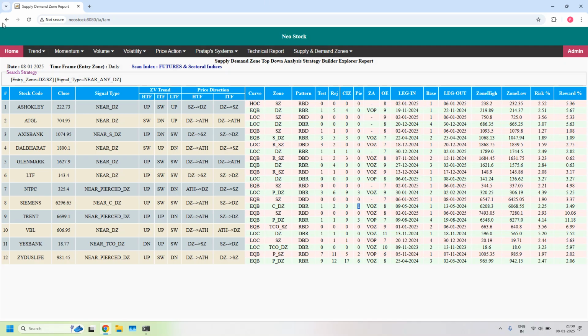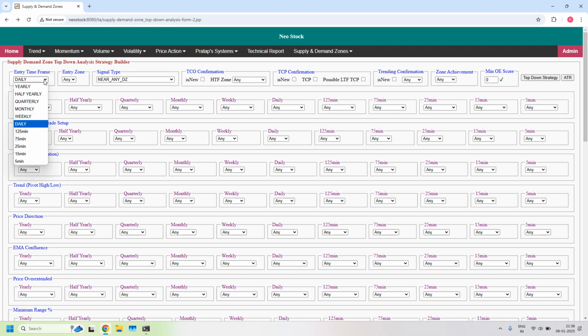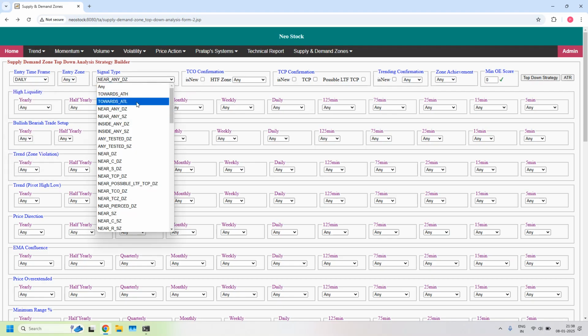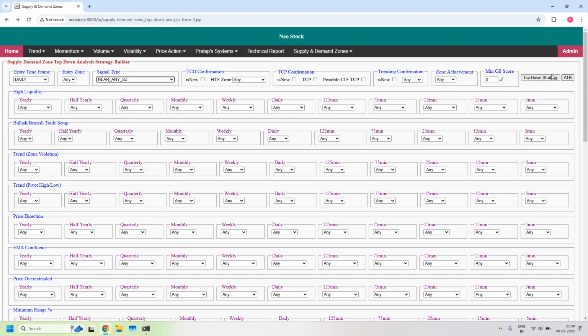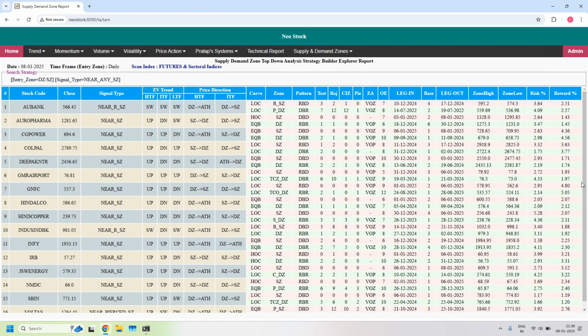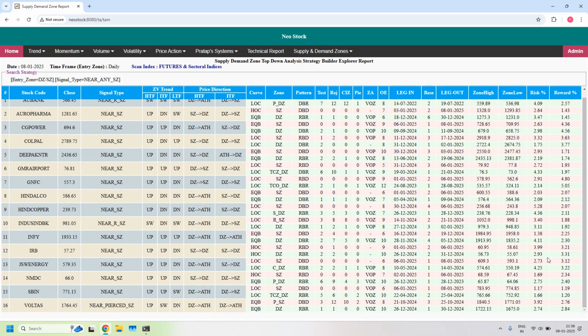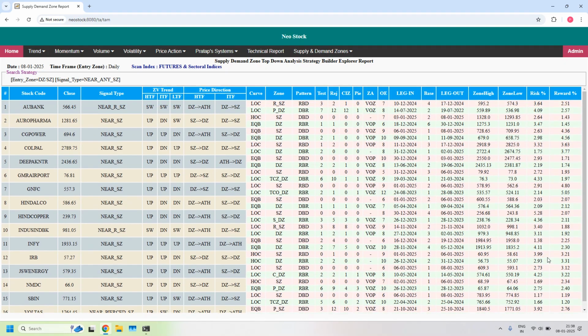Okay, next, daily time frame. Let us find the stocks near daily supply zone. So total 16 stocks are filtered. First 15 stocks. I am scrolling the list. Total 16 stocks. Okay, now let us identify high liquidity zones.